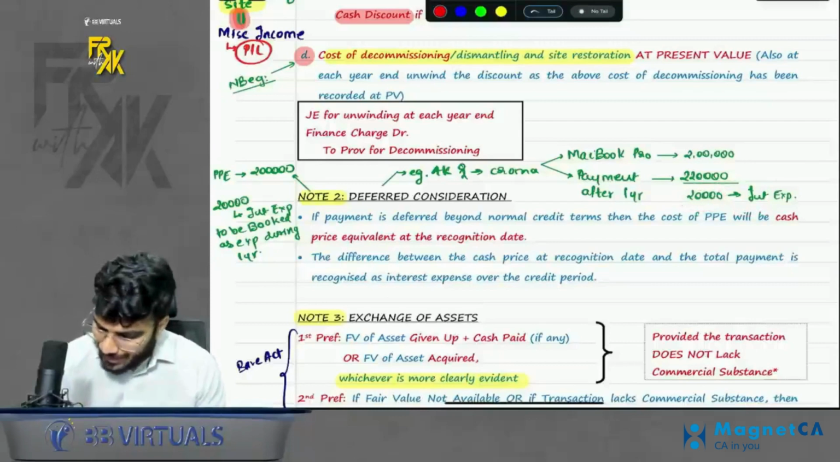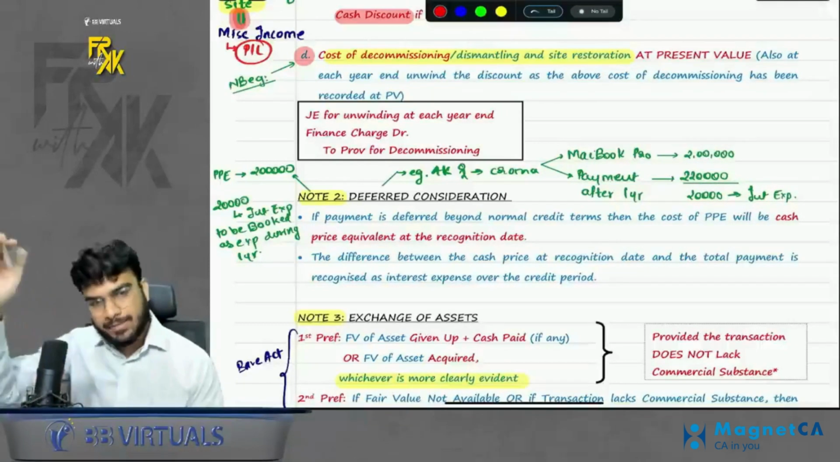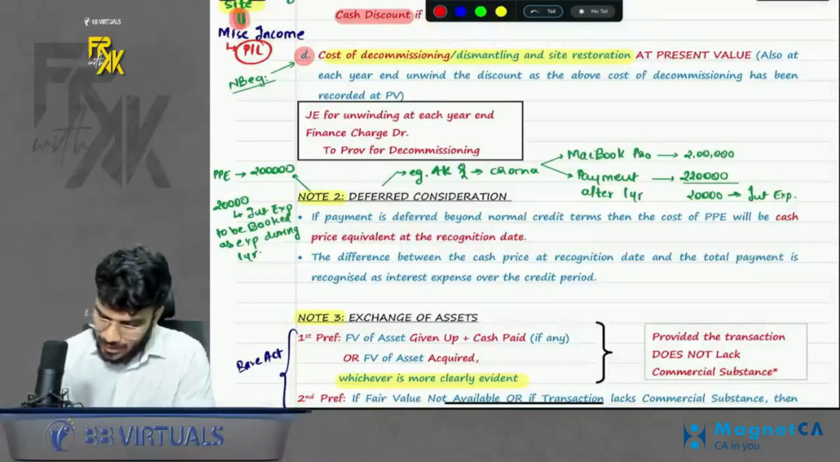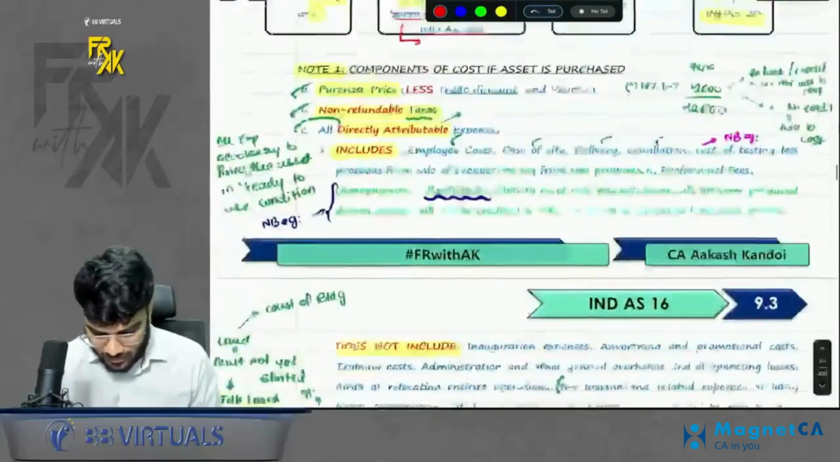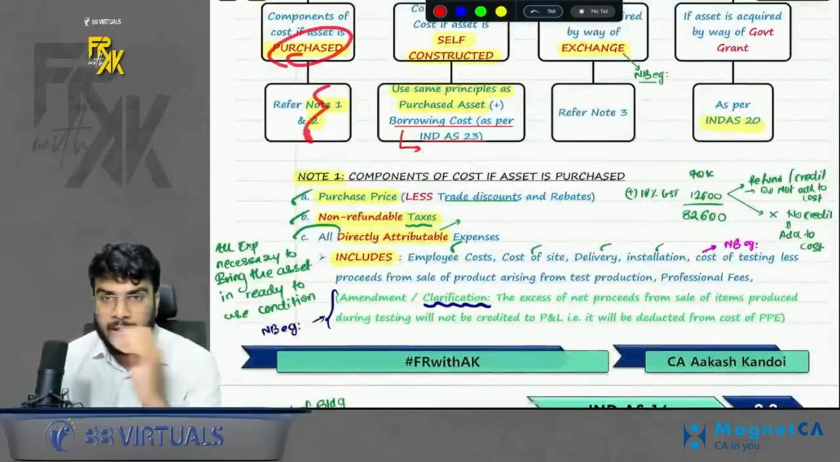See, capitalizing the interest happens under Ind AS 23 borrowing cost. We will discuss that part separately in Ind AS 23. As of now, we know if you are purchasing a ready-made asset and if you are incurring any interest, you will not capitalize it. Simple, right? This was the point of deferred consideration. So these are the elements of cost if you are purchasing the asset, right? Refer note number 1 and 2, done and dusted.